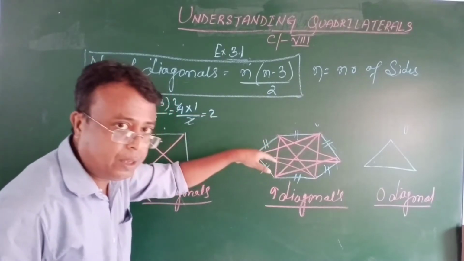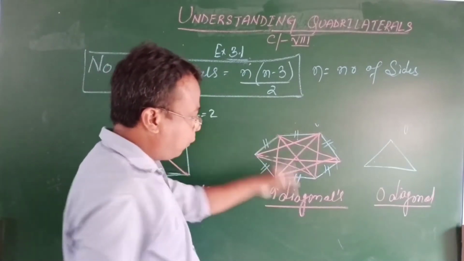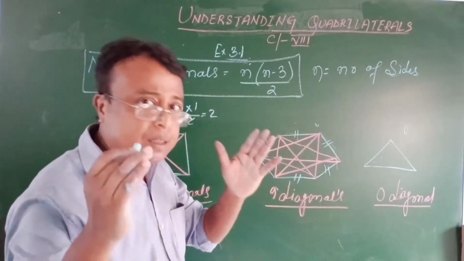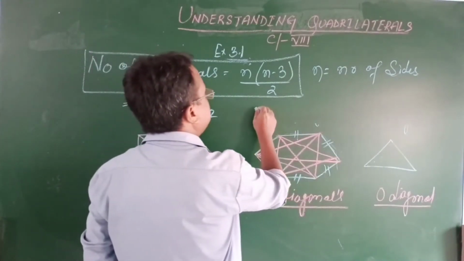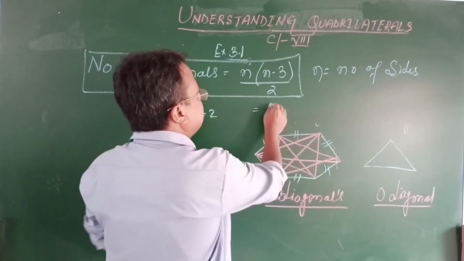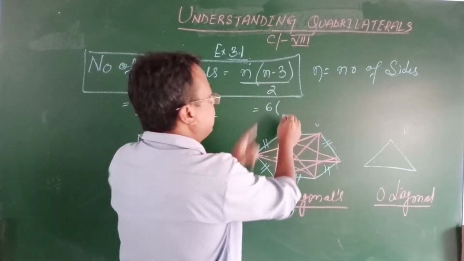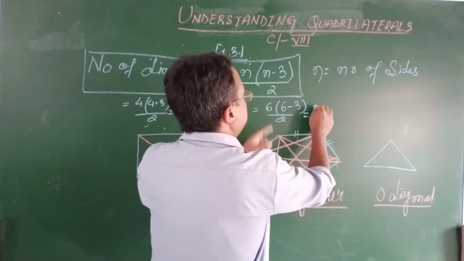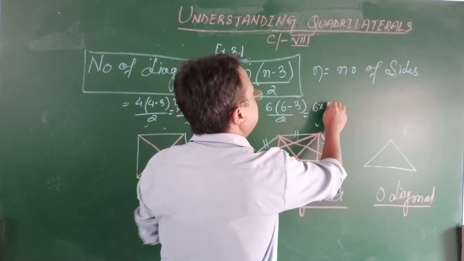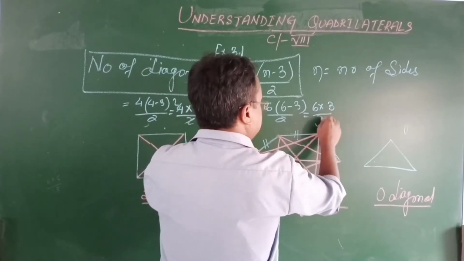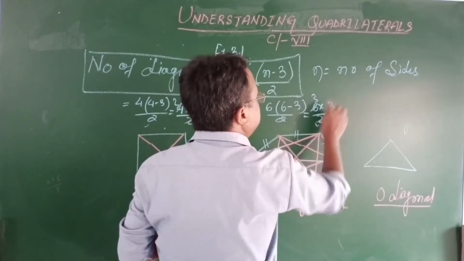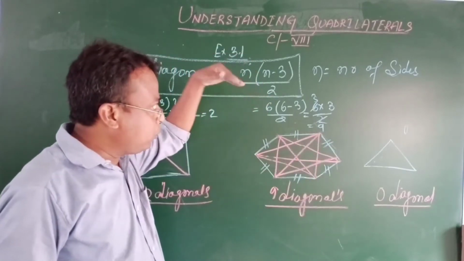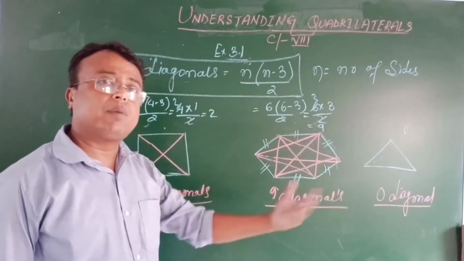Let us check it for here. Now for the hexagon. So in a hexagon, you know how many sides are there? There are 6 sides. So let us see for this one. N means 6. 6 minus 3 divided by 2. So it is equal to 6 into 6 minus 3, which is 3. So 2 3s are 6, so 3 3s are 9. You see, 9 diagonals. So by using the formula also you can find out the number of diagonals.